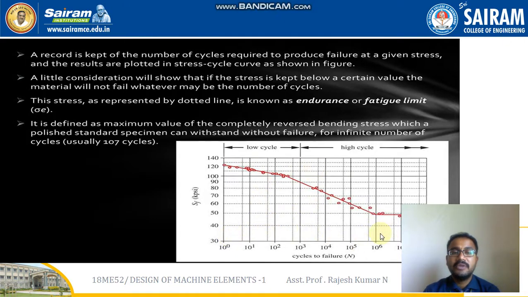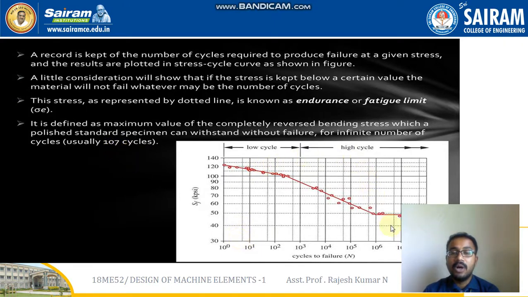A little consideration will show that if the stress is kept below a certain value, the material will not fail, whatever the number of cycles. This stress, as represented by the dotted line, is known as the endurance or fatigue limit. It is defined as the maximum value of completely reversed bending stress which a polished standard specimen can withstand without failure for an infinite number of cycles, usually 10 power 7 cycles. It is not 10^77, it is 10 power 7 cycles.